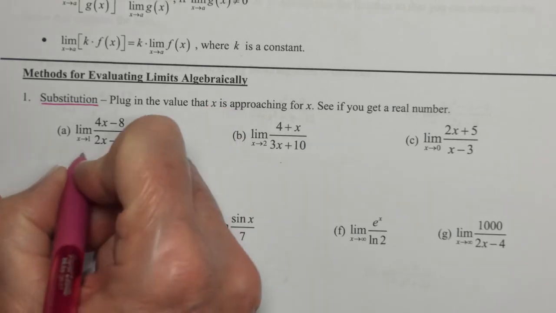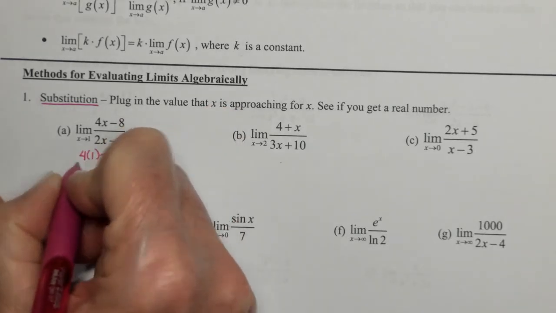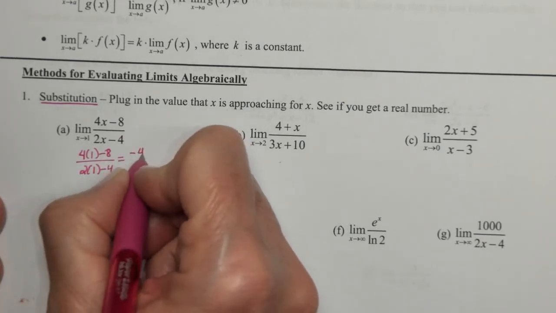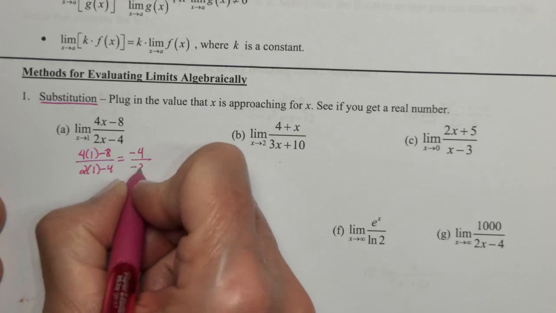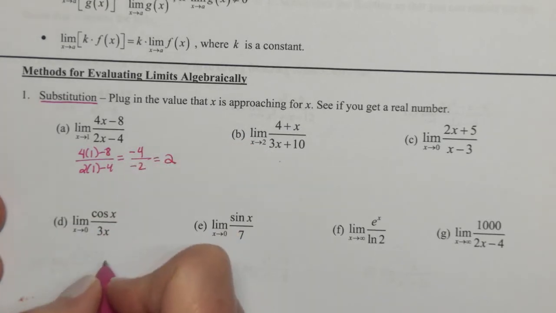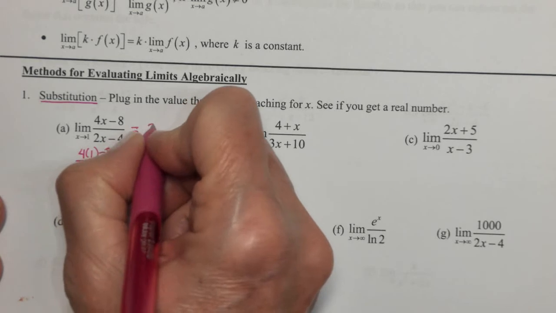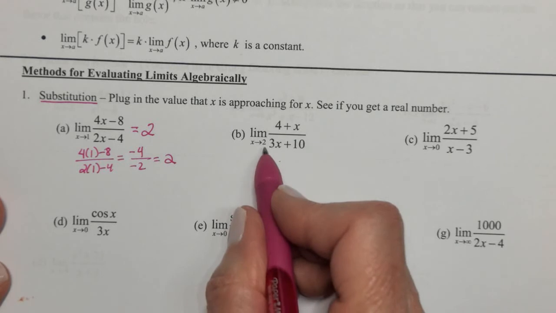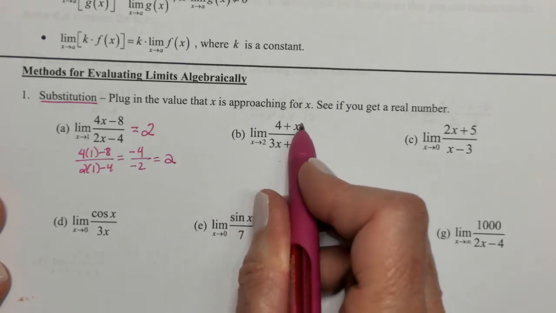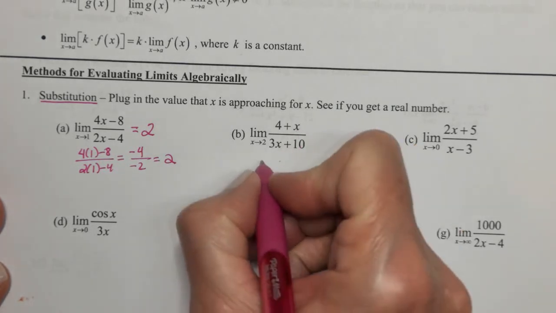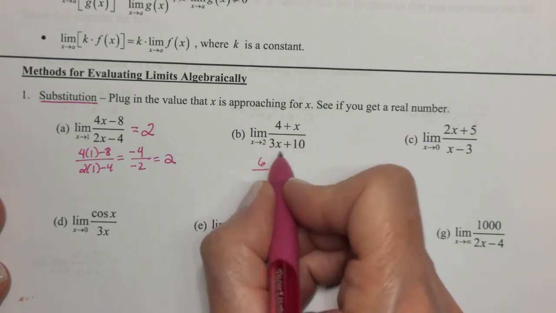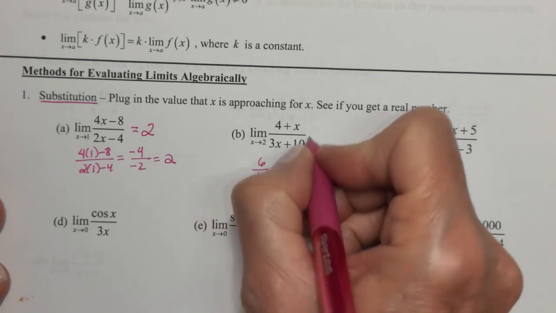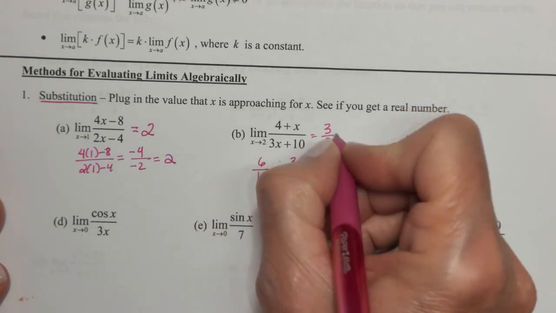So here, if I plug in that number for x, I get 4 minus 8 divided by 2 minus 4. So I get 2. Is 2 a real number? It sure is. So my limit is 2. Easy peasy. Okay? Start by plugging in 2 for x. If I plug in 2 for x, in the numerator I'm going to get a 6. In the denominator I'm going to get a 16. That reduces to 3 over 8. So I could say that that limit is 3 over 8.